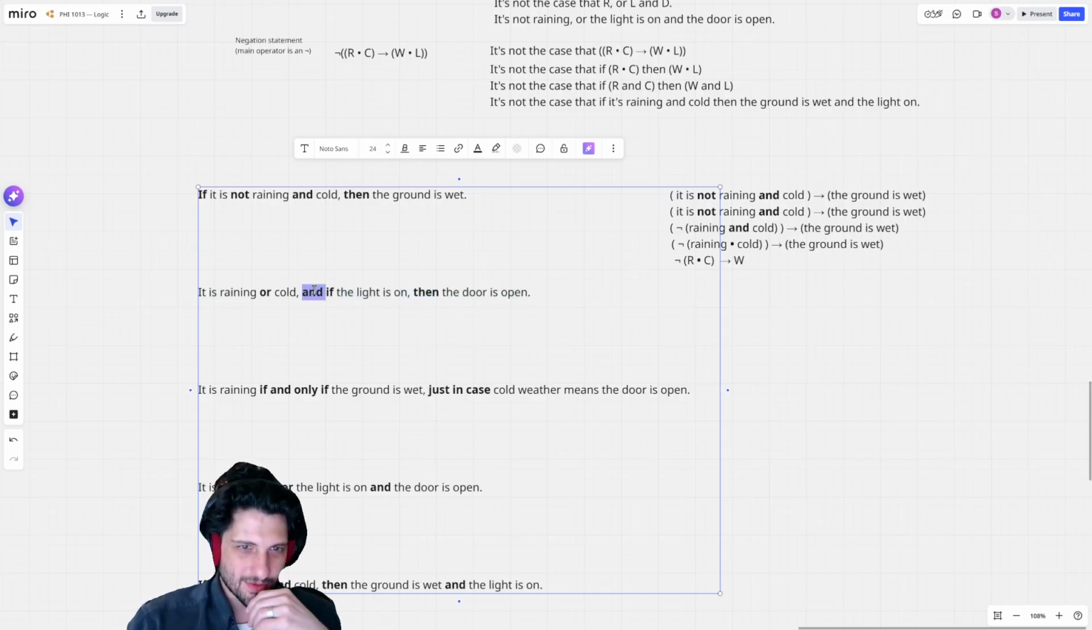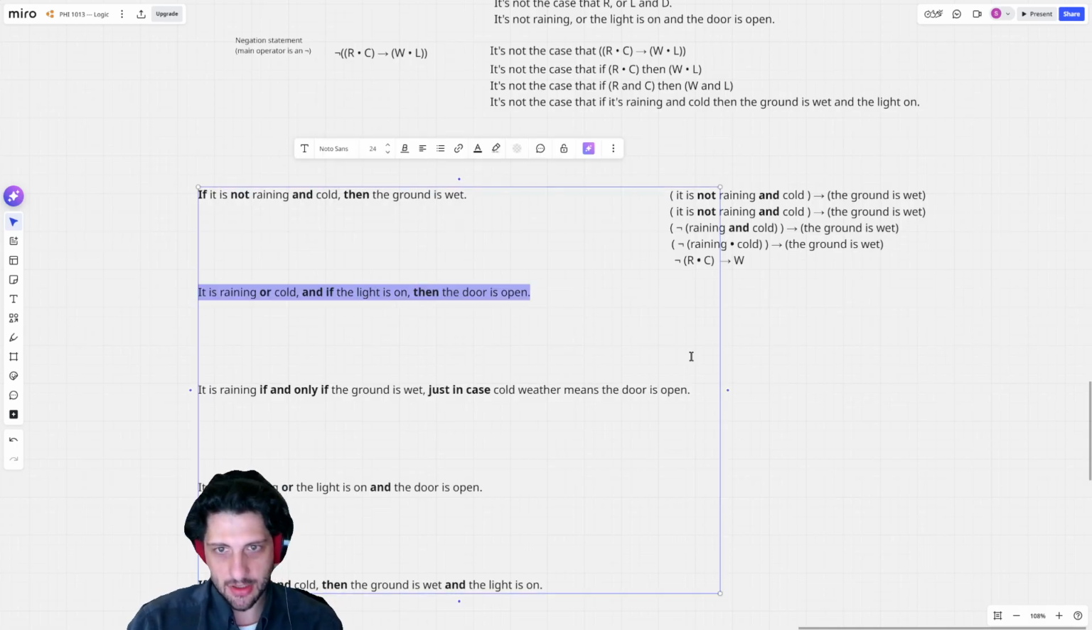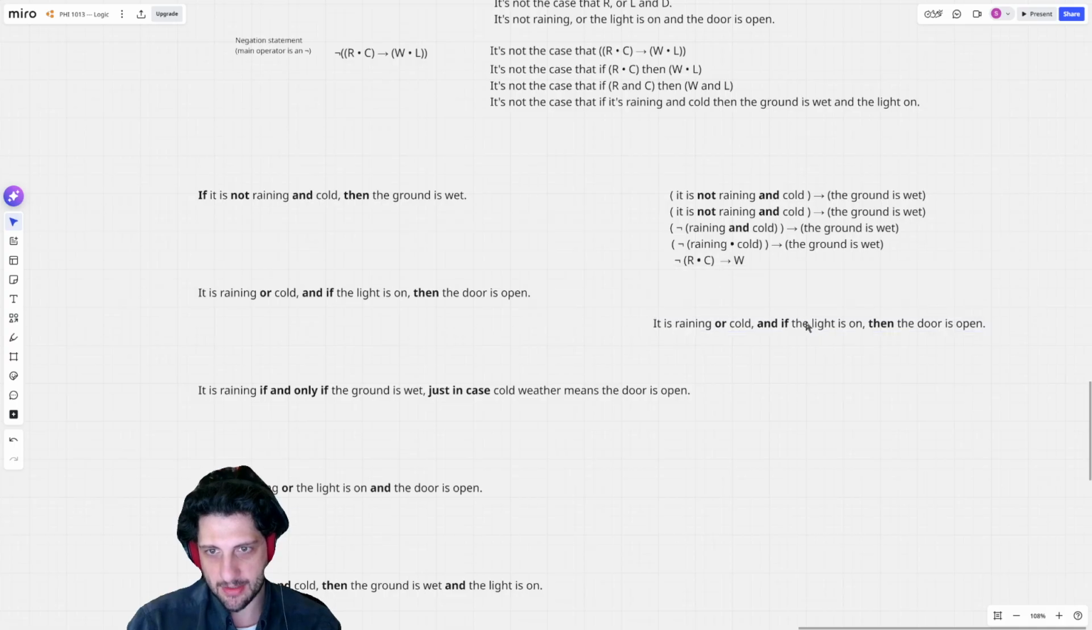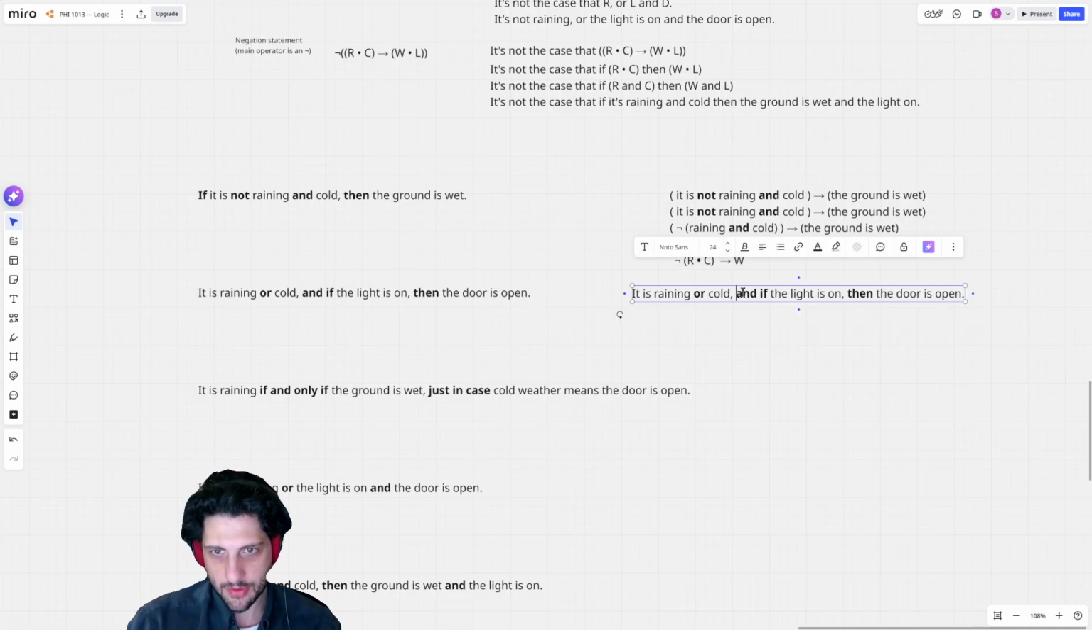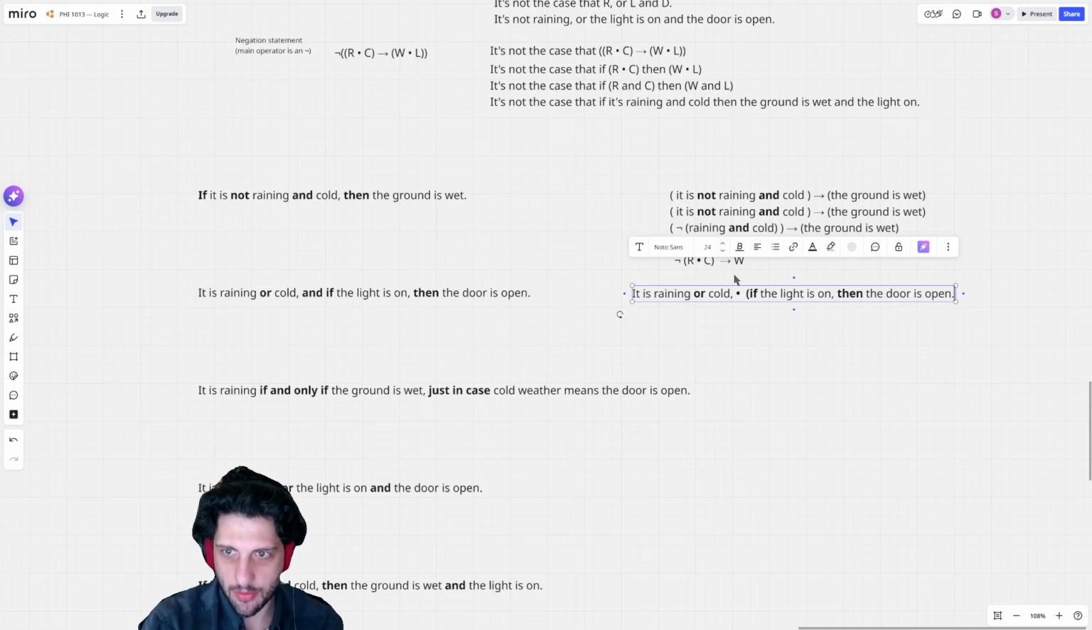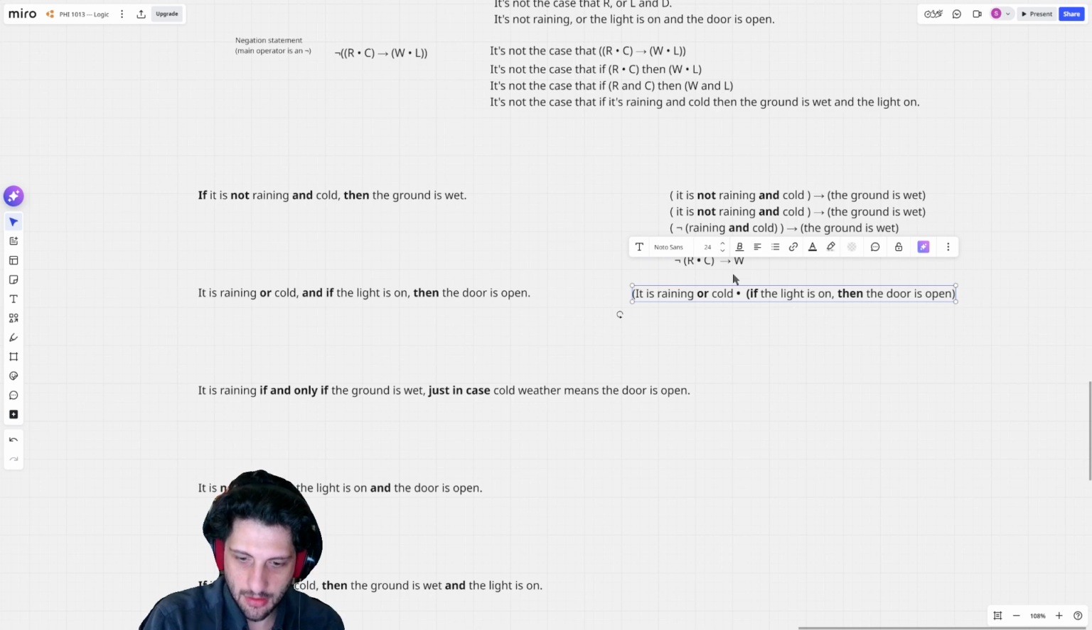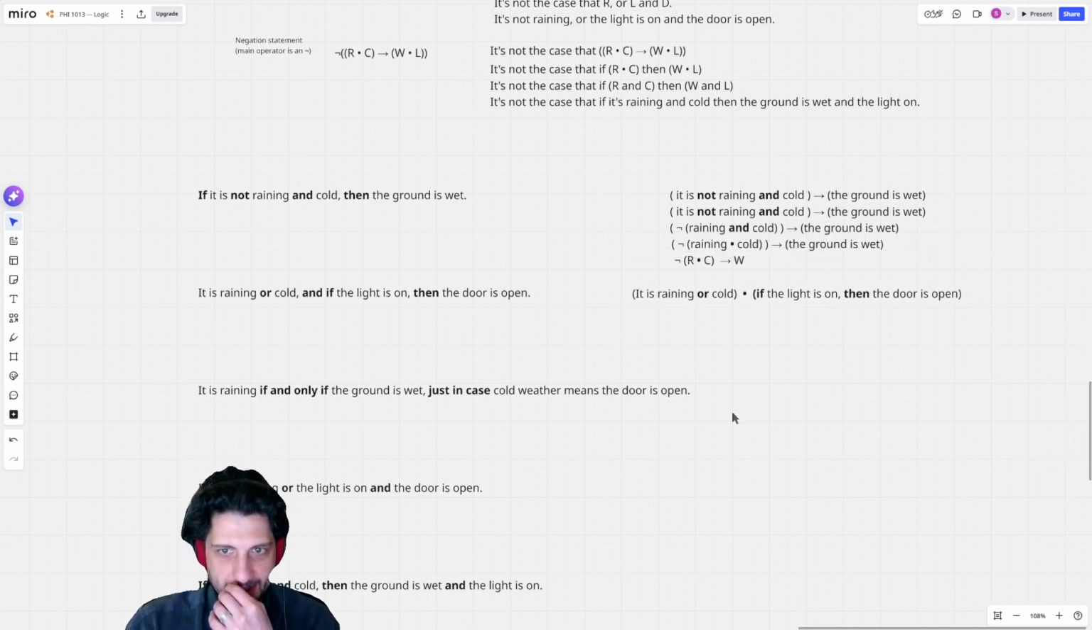So that really leaves us with the and. We're saying two things are true. One, this disjunction is true: it's either cold or it's raining. And this rule is true, this conditional: if the light is on, then the door is open. So the idea is we have this big conjunctive statement that says two things are true, the right side and the left side. That's what a conjunction is telling us.